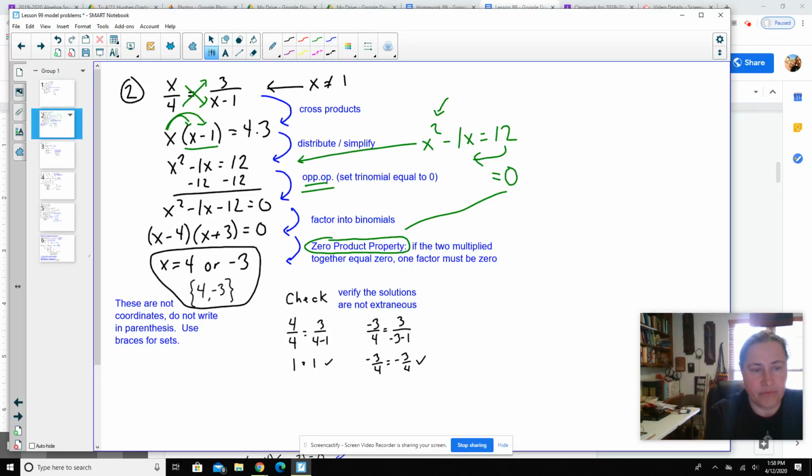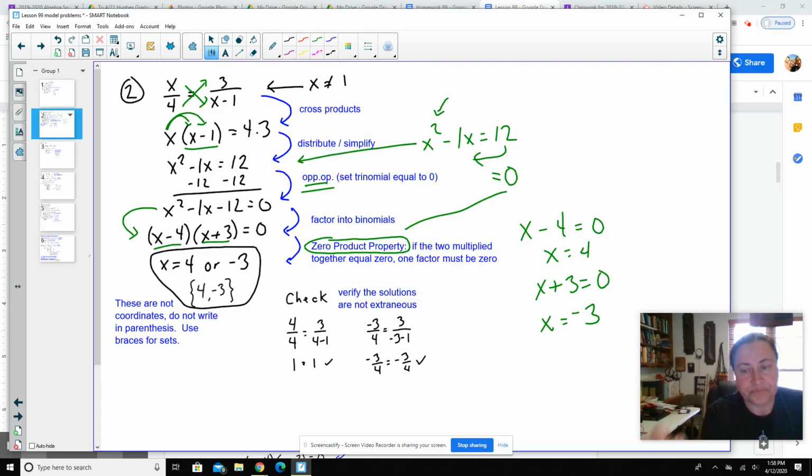I've done that here, opposite operations. That gives me x squared minus 1x minus 12 is equal to 0. Once I factor that trinomial into two binomials, then I use that zero product property that says if x minus 4 times x plus 3 equals 0, then one of those two values must be 0. Either x minus 4 has to be 0, in which case x is 4, or x plus 3 has to be 0, in which case x is negative 3. Right? So then we have a 4 or a negative 3.